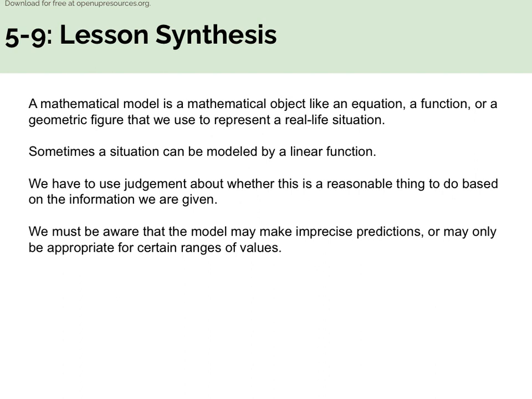And then sometimes we use judgment about whether this is a reasonable thing to do based on the information that is given to us. Sometimes the model will work with the information, and sometimes it will not. That's what we were looking at today. Some of the models that we had worked, and some of them did not. Some of them we could do with a linear function, or a straight line, or an equation that makes a straight line. That worked, and sometimes it didn't. And we have to be aware of whether that model does or does not work. That was our ultimate goal for today.